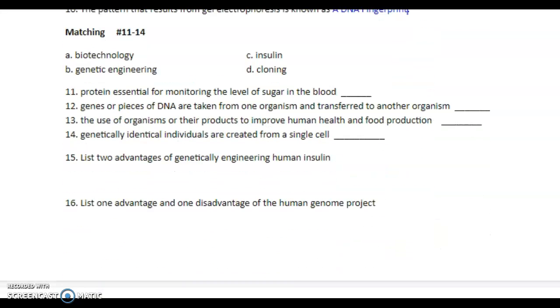Matching. Protein essential for monitoring the level of sugar in the blood. Insulin is a protein that your body produces to control your blood glucose levels. So that would be C, insulin.